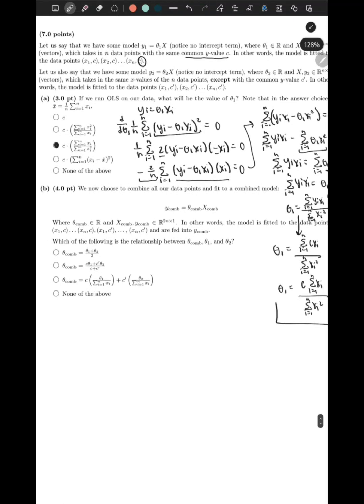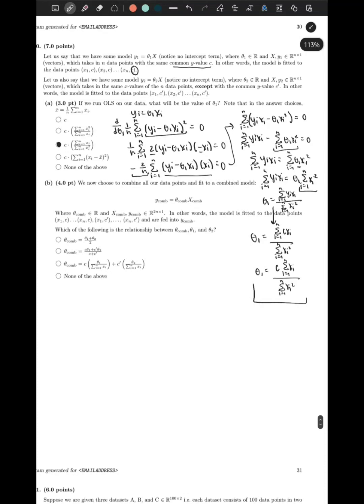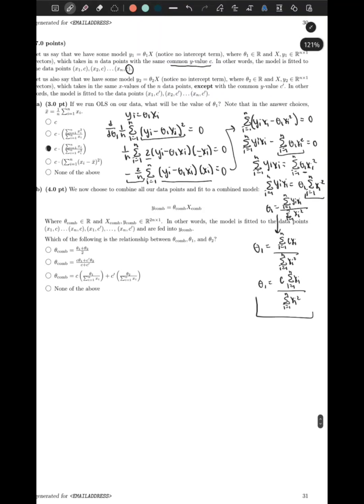Moving on to part B, we now choose to combine all of our data points and fit to a combined model. So y combination is equal to theta combination times x combination. In other words, the model is fitted to the data points x1 of c to xn of c, with x1 of c prime to xn of c prime, which are fed into y combination. Which of the following is the relationship between theta combination, theta 1, and theta 2?